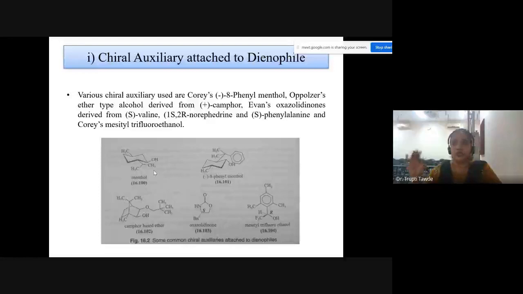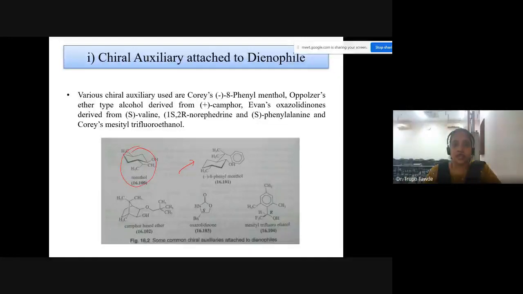अगर तुम diene और dienophile को भी compare करोगे ना, तो dienophile को chiral auxiliary attach करना is a better option, generally it is found. And there are a lot of chiral auxiliaries which are available in the market now. Commercially there are a lot of compounds, जैसे you can see this is a menthol, and they have made a derivative of menthol which is 8 phenyl menthol, which is called as Corey's catalyst.